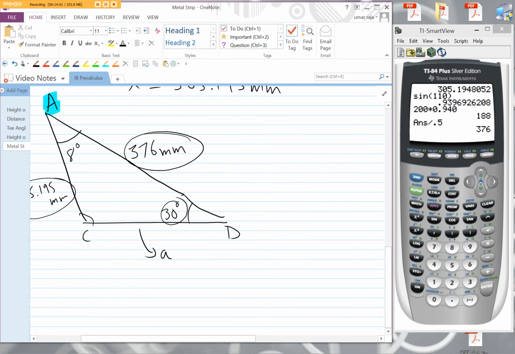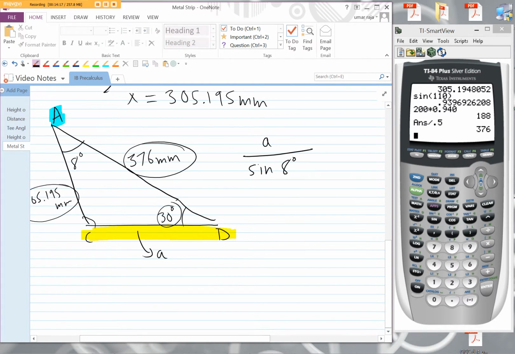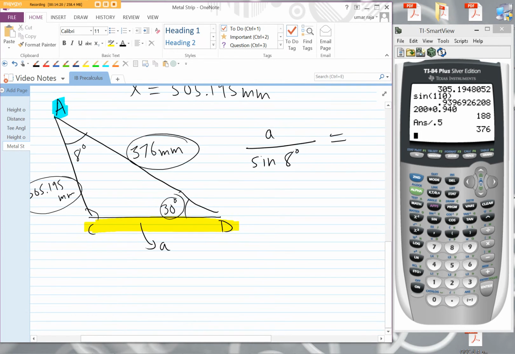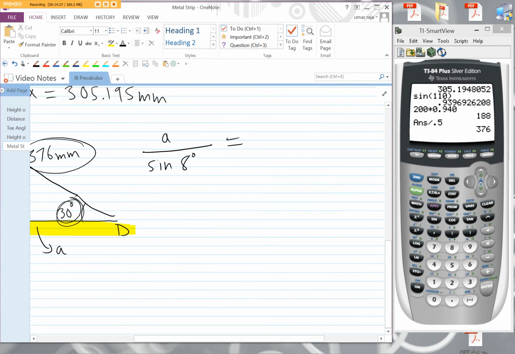So it's really up to you however you want to set the proportion up, but I always like to write the thing that we're missing at the top. So since we're solving for side A, which is really the metal strip, that's the width of the metal strip, that's this distance right here, we're going to say that A over sine of A, which in this case is 8 degrees, is equal to, since I already know that this angle is 30 degrees and I know the side that goes with that, I'm just going to go ahead and use that. So this is equal to 305.195 over the sine of 30 degrees.